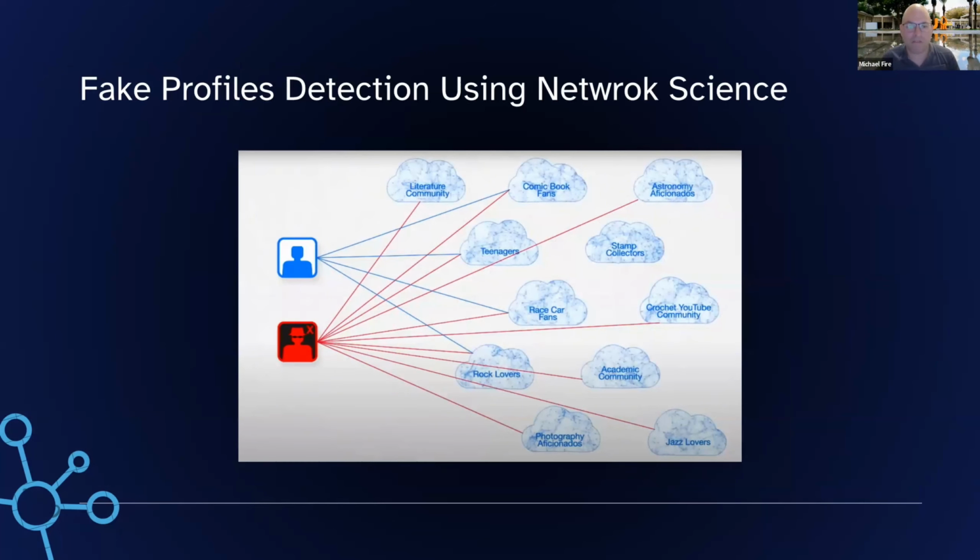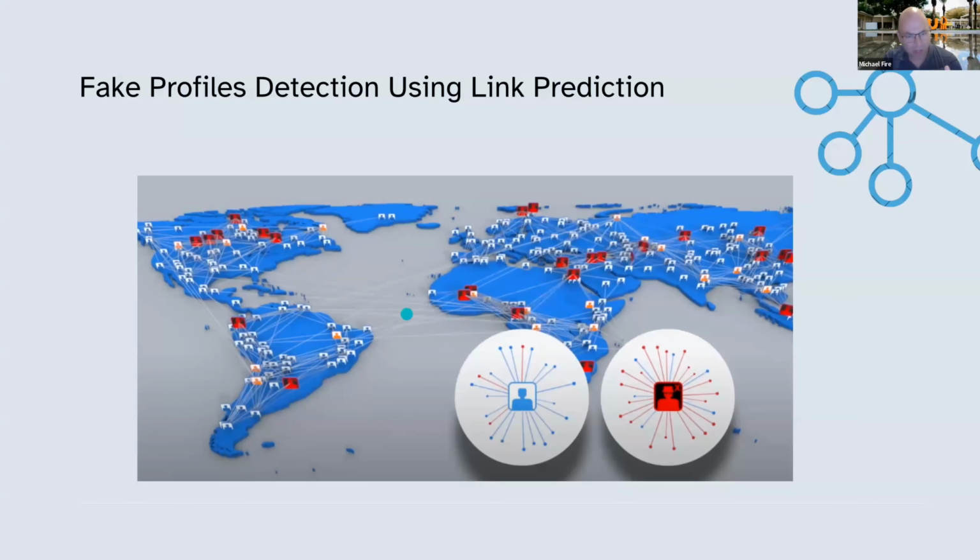For example, most fake profiles choose the victim randomly, not knowing them, and they connect to many communities and many groups. For example, in LinkedIn, they can connect to many different groups that are not related, while regular users are usually connected to a small number of groups. If you look at the network topology of a fake user and a regular user, they're different. This is another solution we developed to detect the communities.